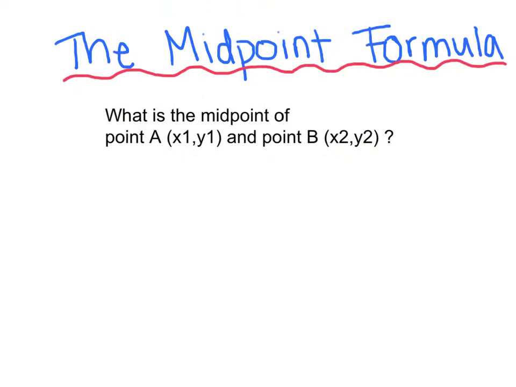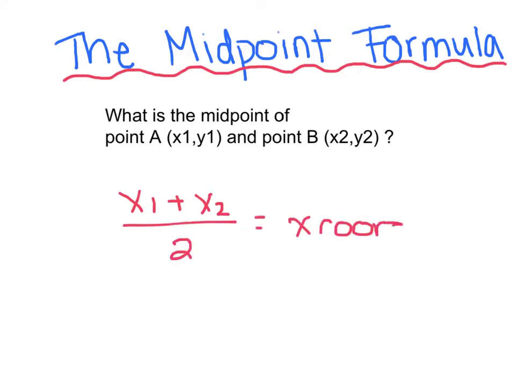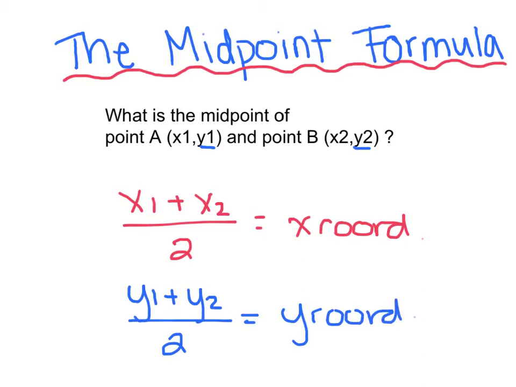So let's turn all of these ideas into a formula. What is the midpoint of point A, x1, y1, and point B, x2, y2? Well, if we did the same thing that we have been doing, we take the average of the x-coordinates, x1 plus x2 divided by 2, and that gives us the x-coordinate. And then for y, we did y1 plus y2, and we found the average of that, and that gave us the y-coordinate.